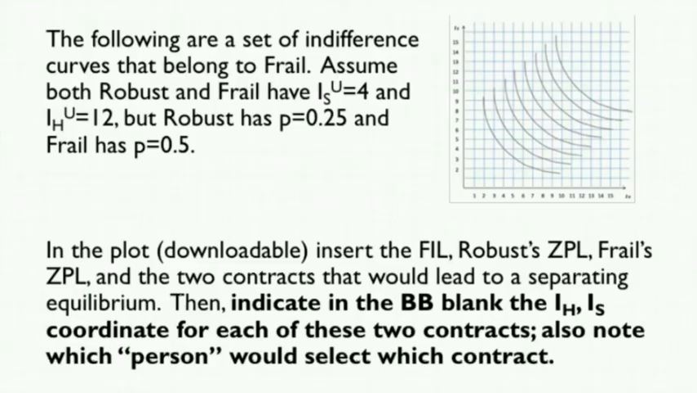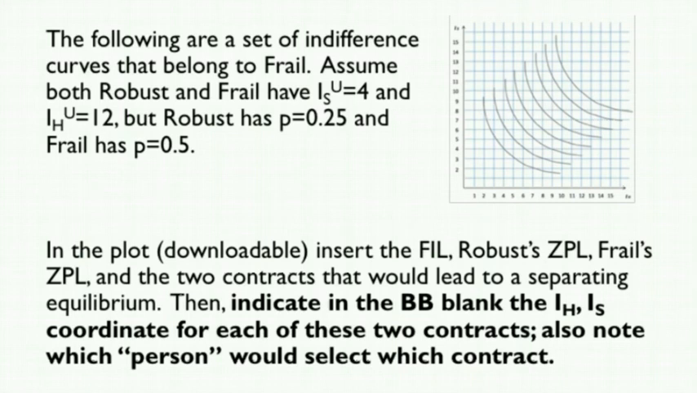The final exercise for this chapter is you are going to try to recreate a situation where we have a separating equilibrium. So in the graph that's on the screen, and which will also show up in Blackboard, there is a series of indifference curves. Assume that those indifference curves belong to the frail type.